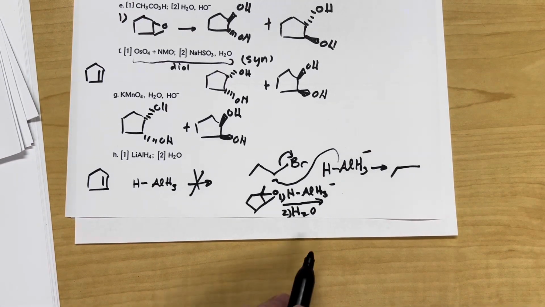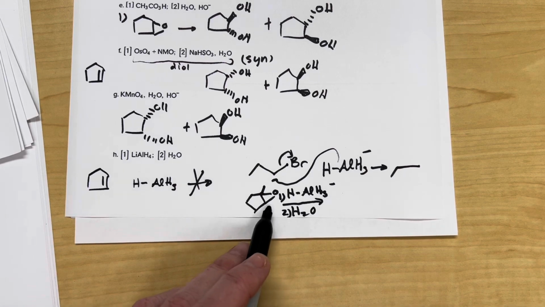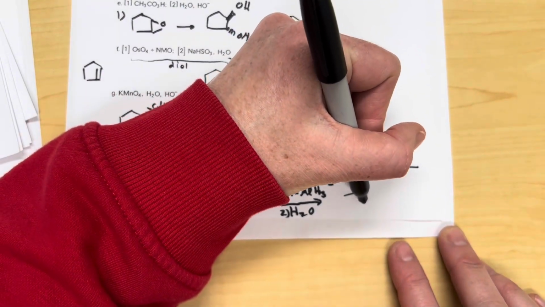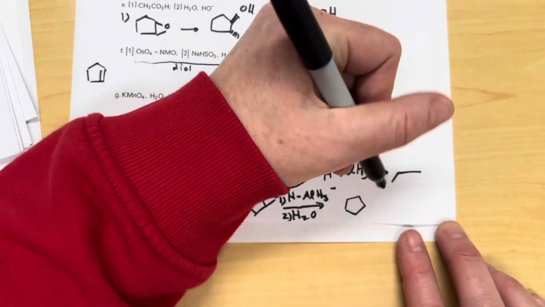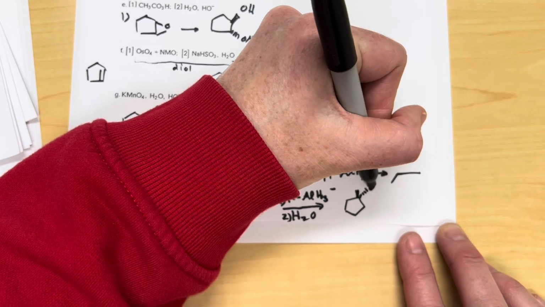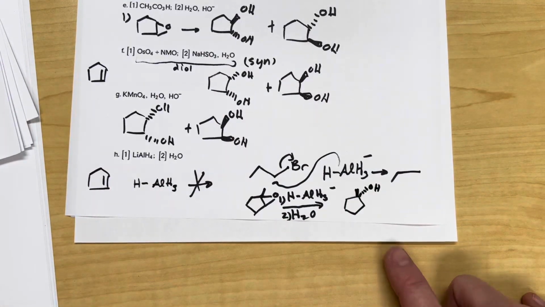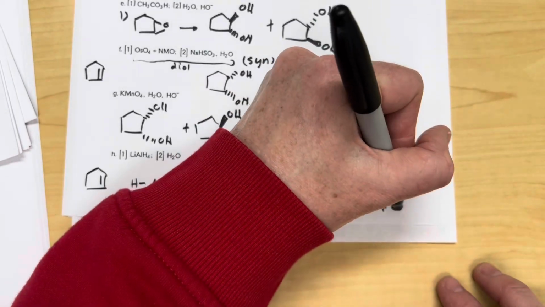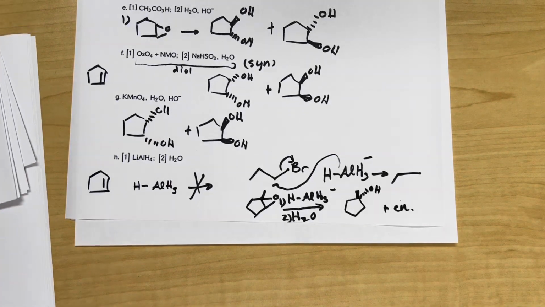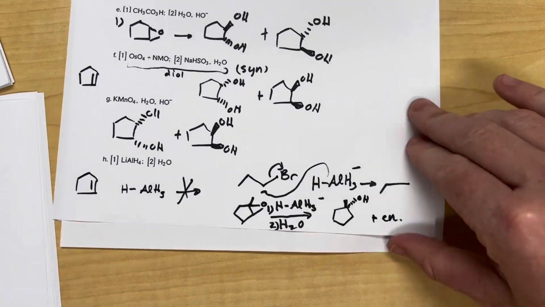Okay, I'm back. So the H will add to the less substituted position, and when you follow it up with water, it can grab that proton. So you'll end up with something like that, and you would also get its enantiomer. All right, moving on.